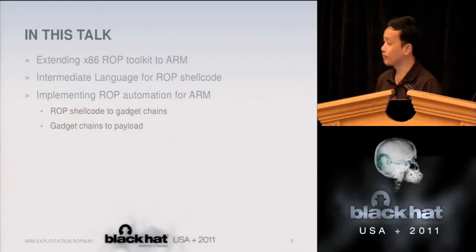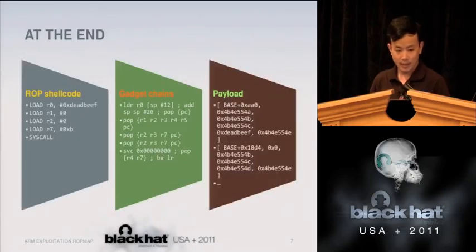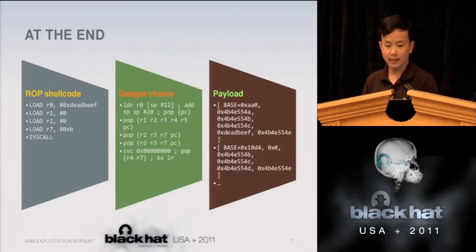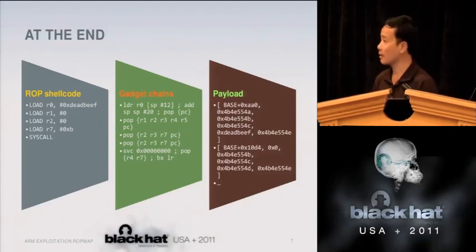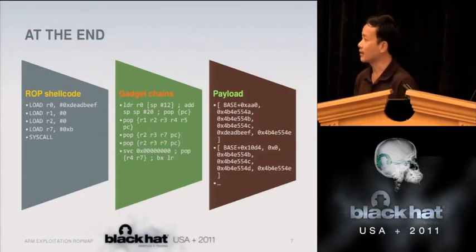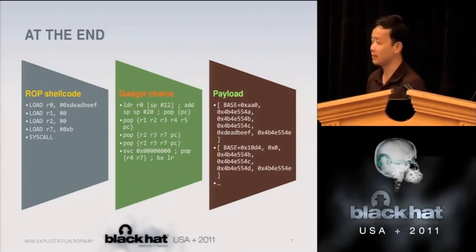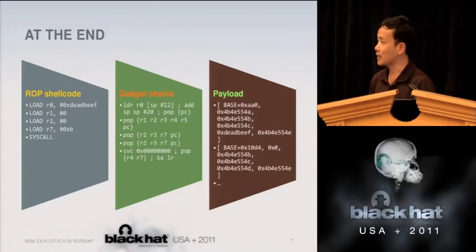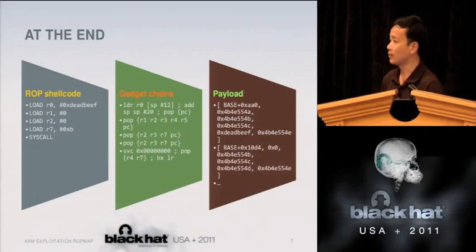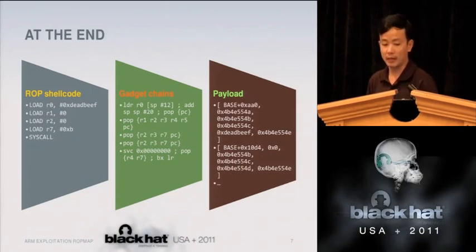So now, by the end, you can see on the screen, from the left, you will have a way to write ROP shellcode in an easy manner. You can see that the ROP shellcode is easy to understand, short, and clean, and then it can be transferred to a gadget chain automatically, depending on the architecture, here the ARM architecture. And finally, we have the payload for the exploit automatically.